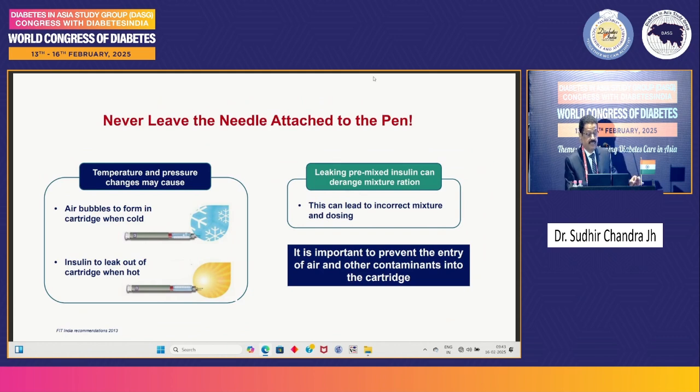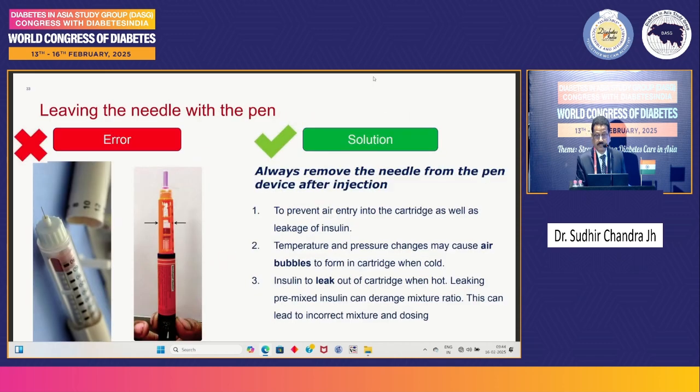Never leave the needle attached to the pen. Many patients keep it attached to the pen. Why? Air bubbles form in the cartridge when cold, and insulin can leak out of the cartridge when hot. Leaking insulin can alter the mixture ratio, which can lead to an incorrect mixture. It is important to prevent the entry of air and other contaminants into the cartridge.